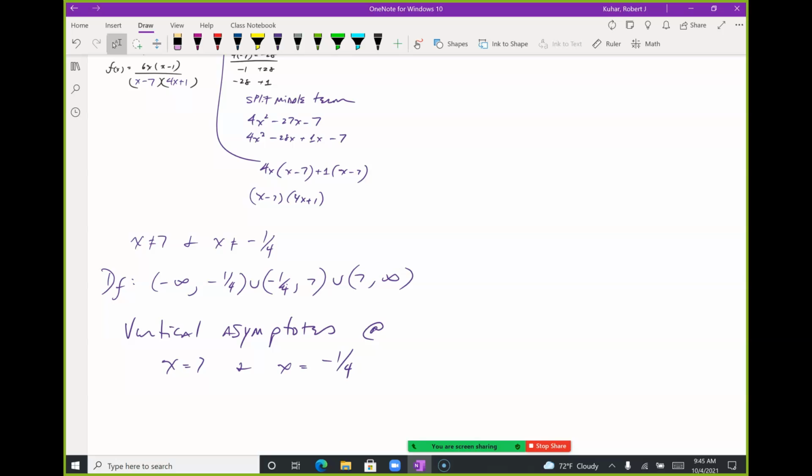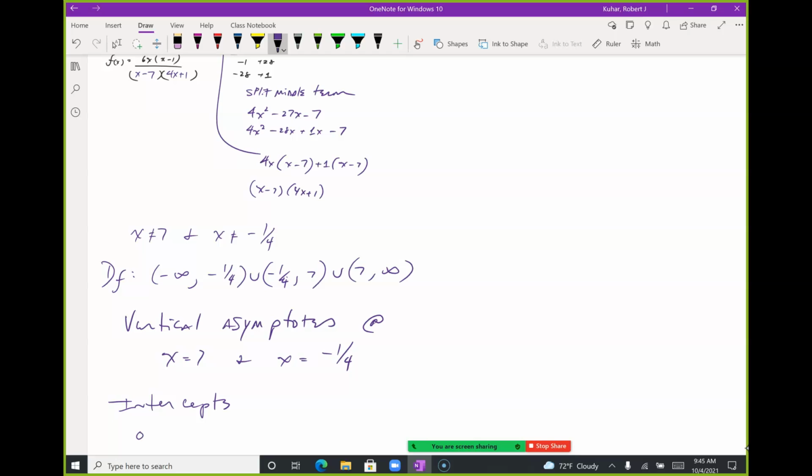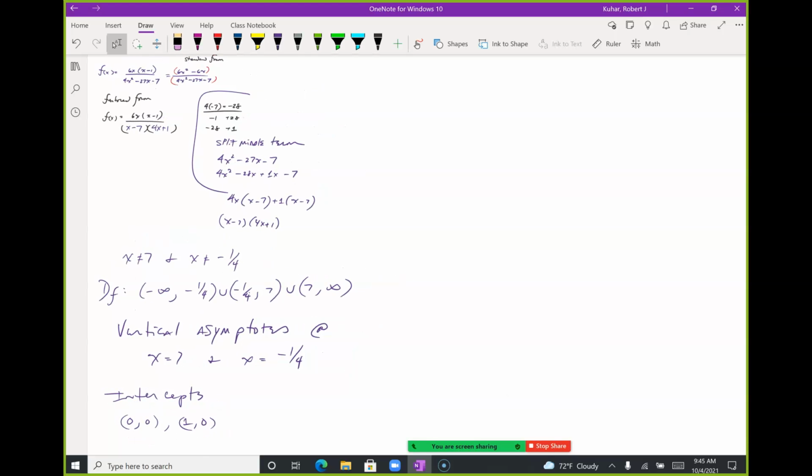I've got intercepts of x equals 0 and x equals 1, right? So I've got intercepts of 0, 0, and 1, 0. I'm just finding out where the graph crosses the axis. Okay. And the hint is there that the numerator equals 0, right?